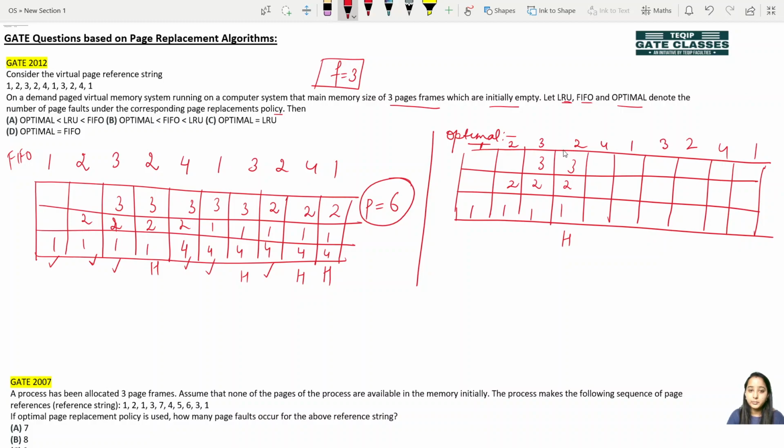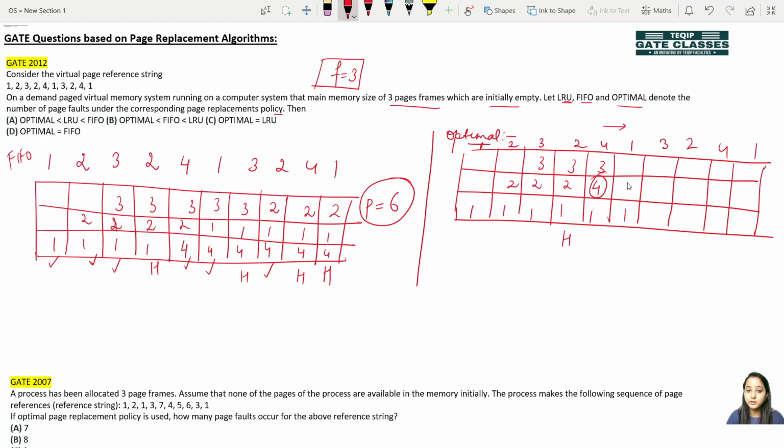In optimal, what do we look at? We look at the future: the page that will not be needed soon should be replaced. So which page is not nearby? 1 is here, 3 is here, 2 is not there. So 2 is far placed from here, and I will replace 2 by 4. Okay, replacement is done here.